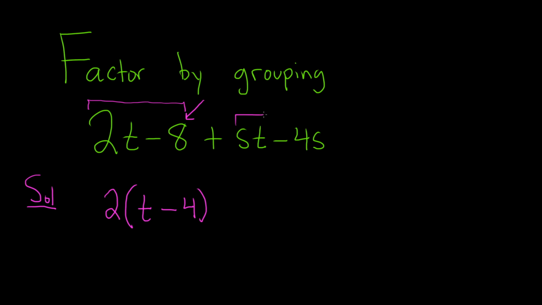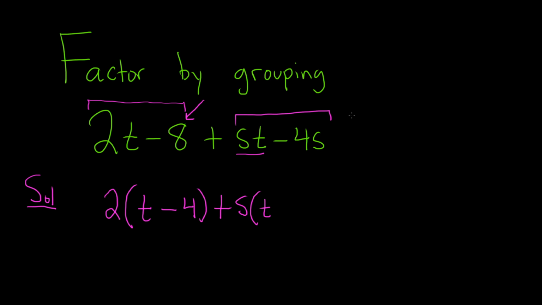Now we look at the next piece and we say, hey, what do these have in common? Well, again, it's pretty simple in this case. We can see they both have an s in common. So we can pull out a positive s, so plus s. And then we put a parentheses, and now we think about what's going to go here. So what do we multiply by s in order to get st? Well, we're missing a t, so t. And you can check, s times t is simply st.